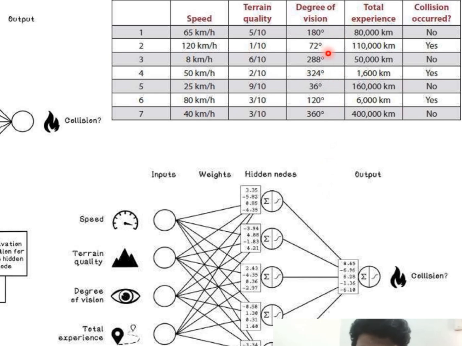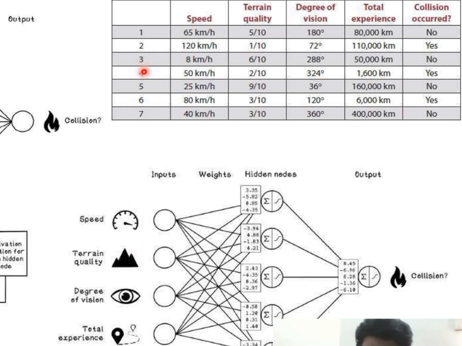For degree of vision, the maximum value is 360, so you have to divide all the values by the maximum value, that is 360. For total experience, the maximum value is 4 lakh kilometers, so divide all the values in this column by 4 lakh. Then take any particular row and check whether the prediction is correct.